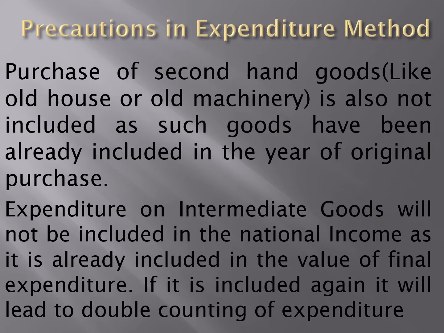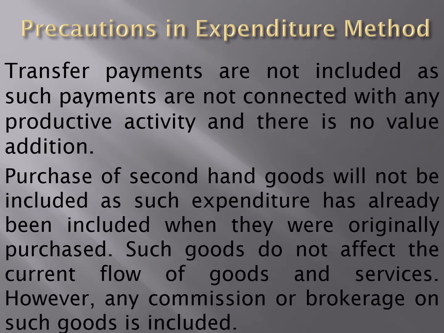Expenditure on intermediate goods will not be included in the national income as it is already included in the value of final expenditure. If it is included again, it will lead to double counting of expenditure. Transfer payments are not included as such payments are not connected with any productive activity and there is no value addition. Purchase of second-hand goods will not be included as such expenditure has already been included when they were originally purchased. Such goods do not affect the current flow of goods and services. However, any commission or brokerage on such goods is included.